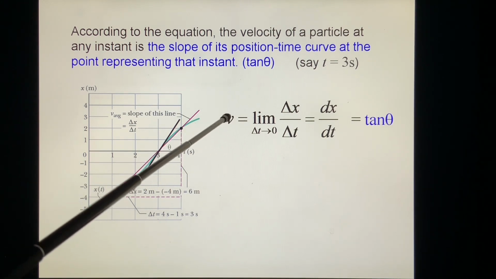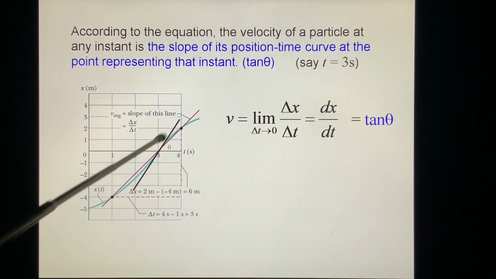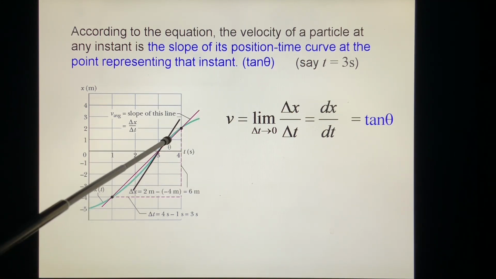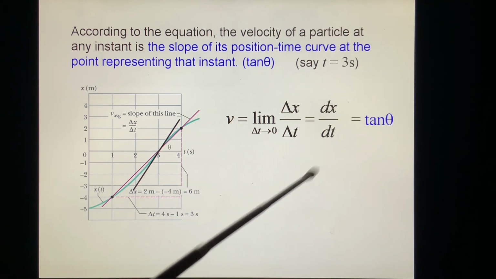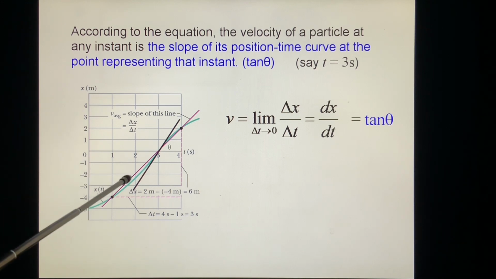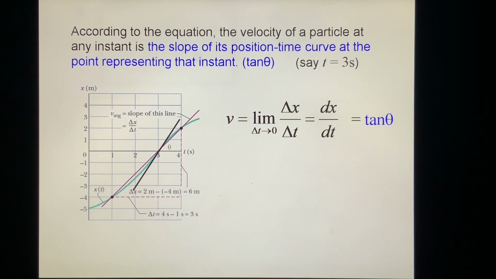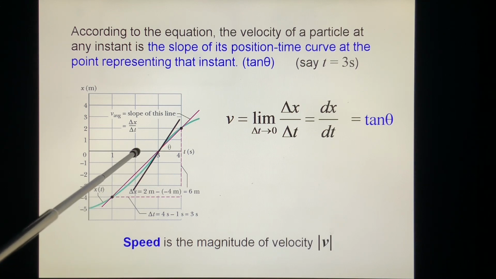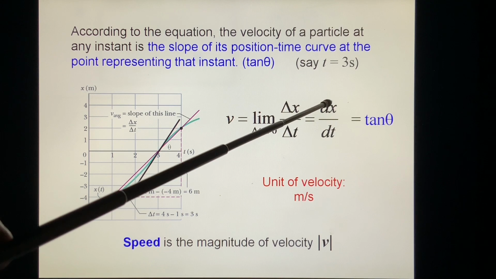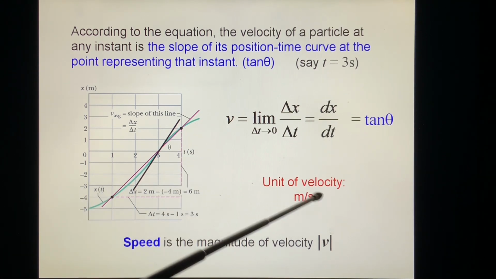So at any instant, we draw a tangent to this curve and find theta. Tangent theta is dx/dt, the velocity at that moment. At different points, we have different tangent theta, so the velocity is different. What is speed? Speed does not have direction. Speed is the magnitude of velocity v. The unit is distance over time, meters per second.